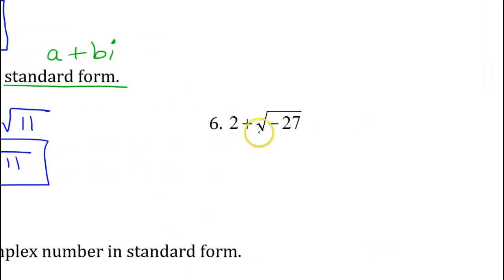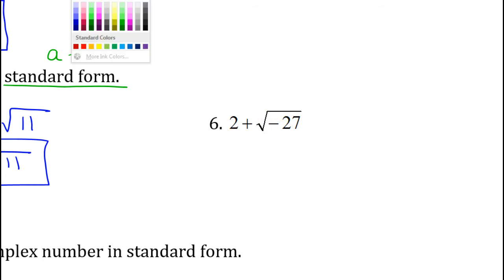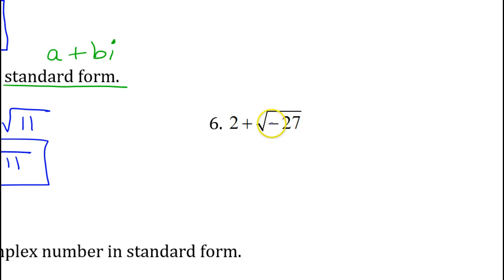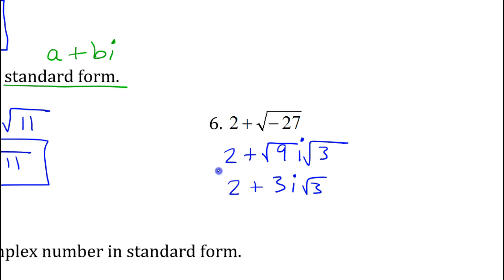Okay, so looking at number 6, let's go ahead and simplify the square root of negative 27. So obviously the negative sign is going to give us an i. So ignoring that for a moment, 27 is 9 times 3. Okay, so I know there's going to be an i in there in a moment. Square root of 9 is 3, so that's going to give us 3i radical 3. And I'll just bring down the 2. And so that's it, 2 plus 3i radical 3. That's your a plus bi.